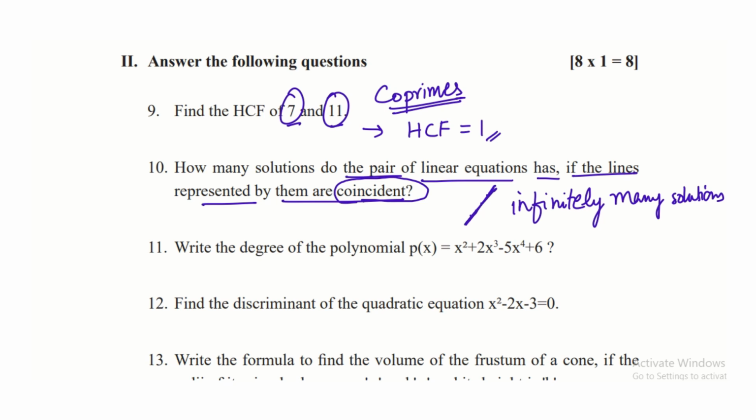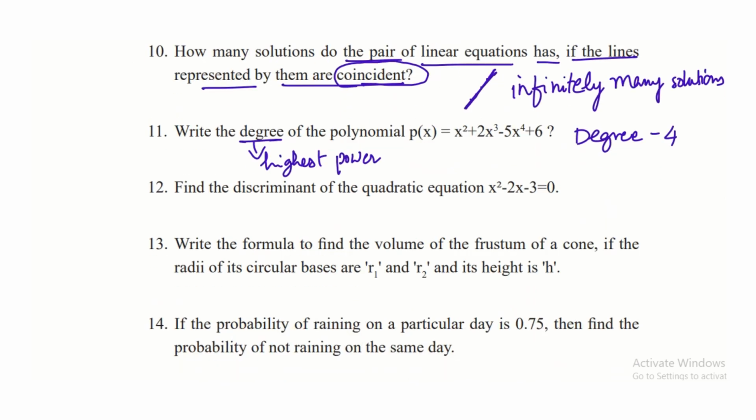Question number 11. Write the degree of the polynomial p of x equals x square plus 2x cubed minus 5x raised to the power 4 plus 6. So the meaning of degree is the highest power of the variable in the polynomial. So in this the highest power is 4. So degree of this polynomial is 4. Here the powers are 2, 3 and 4, out of which 4 is highest.